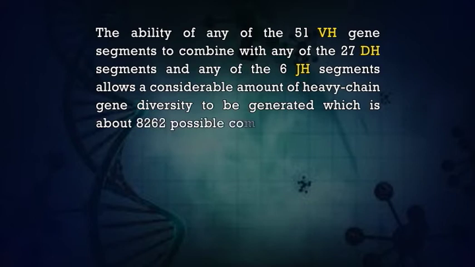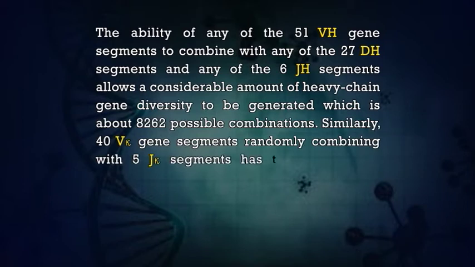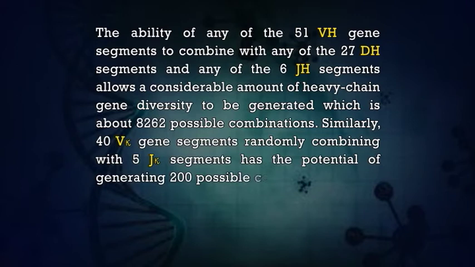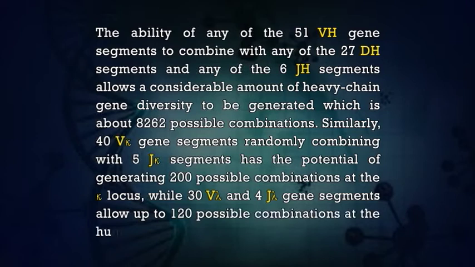8,262 possible combinations. Similarly, 40 V-kappa gene segments randomly combining with 5 J-kappa segments has the potential of generating 200 possible combinations at the kappa locus, while 30 V-lambda and 4 J-lambda gene segments allow up to 120 possible combinations at the human lambda locus. These are minimal calculations of potential diversity.